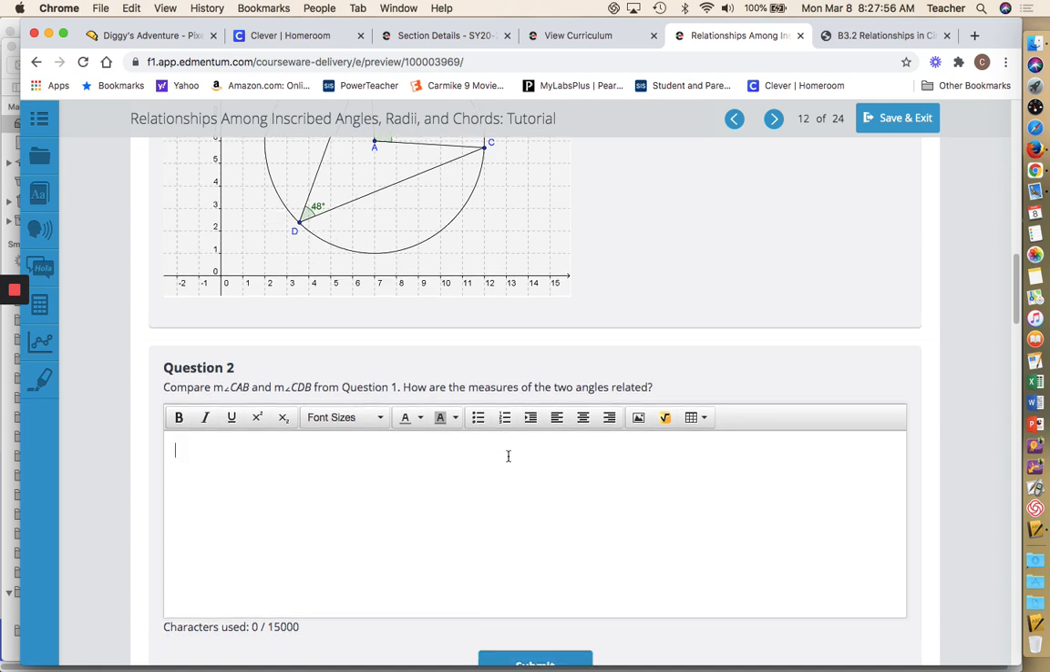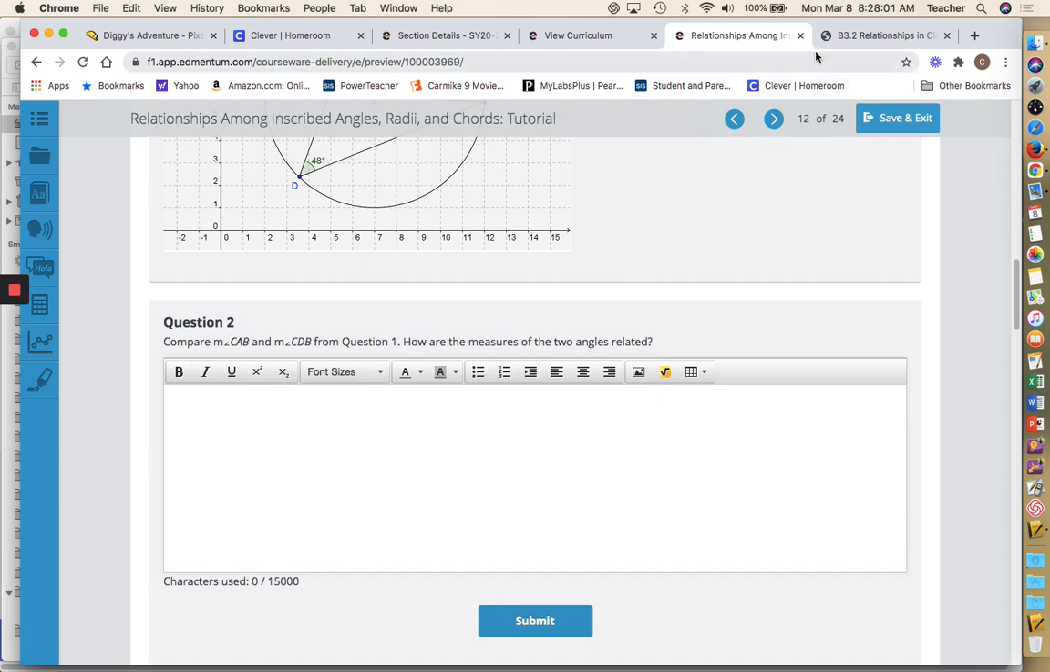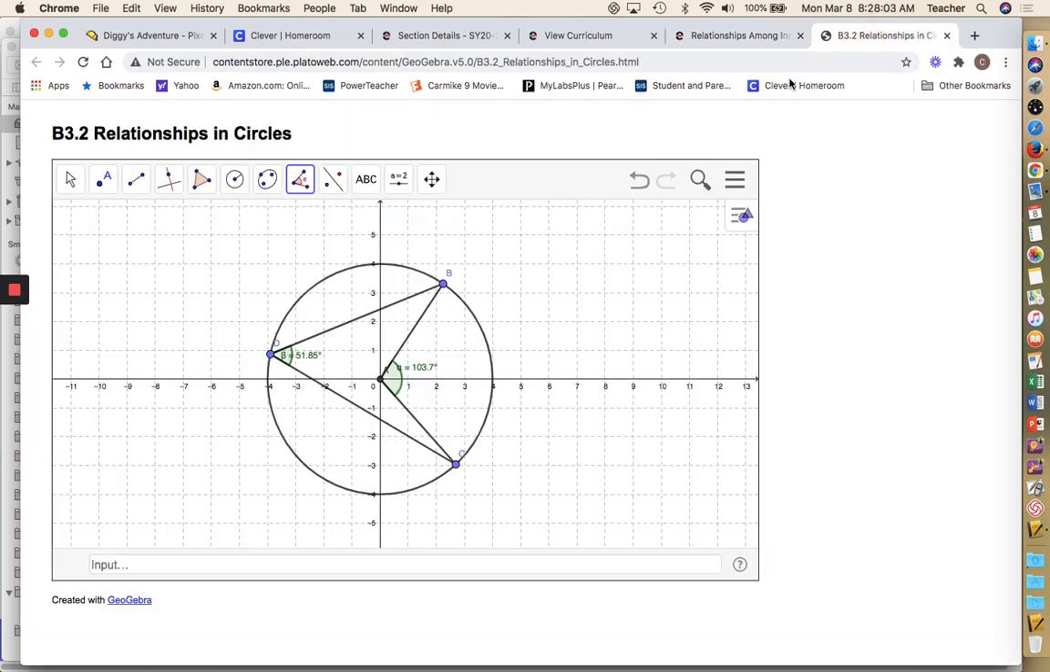All right, question number 2. Compare angle A and angle D from question 1. How are the measures of the 2 angles related? All right, so when I said I know where they're going with this, this is what I meant. This is what we call a central angle, angle CAB, because its vertex is at the center of the circle. So angle BAC or CAB, however you want to call it, A is the letter in the middle. That's a central angle. Angle CDB, or if you want to call it BDC, it's fine, as long as you put D in the middle. That's what we call an inscribed angle.